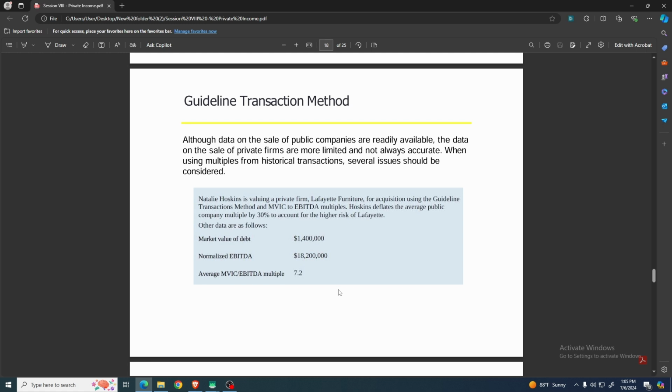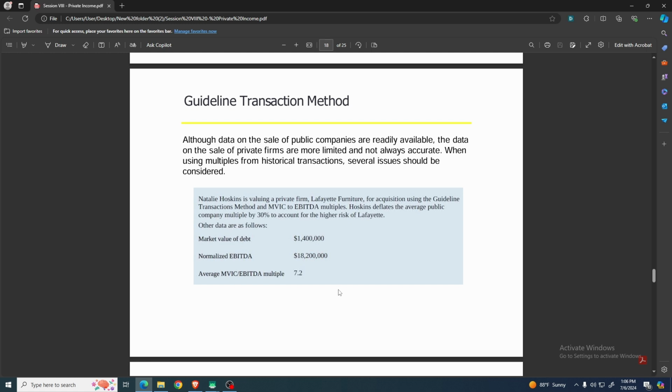Then you need to adjust multiples for risk. Given that private companies typically carry higher risk than public companies, it is crucial to adjust the valuation multiples to reflect this increased risk. Natalie Hoskins deflates the average MVIC to EBITDA multiple by 30%. This deflation accounts for factors such as less liquidity, higher operational risk, and potential differences in management quality. And then the third step is to apply the adjusted multiples.